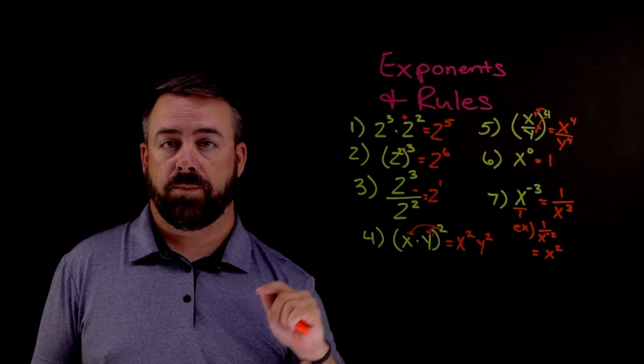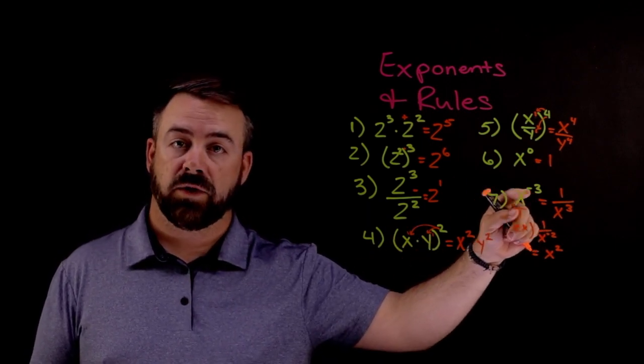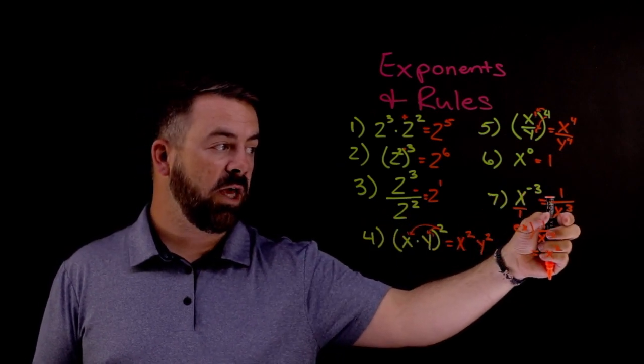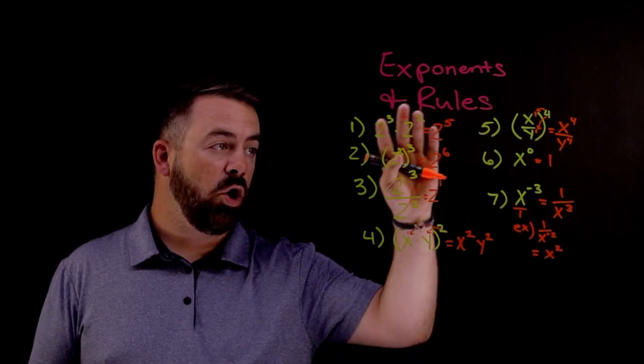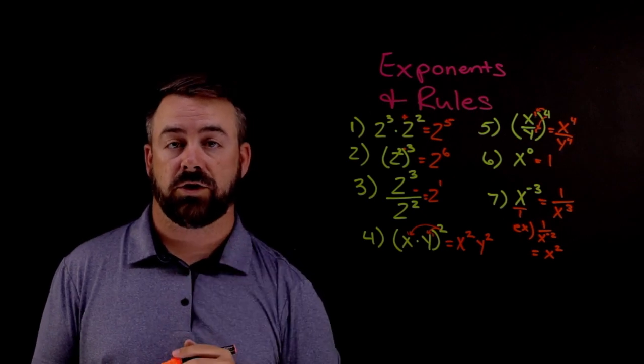Anything raised to the power of 0 is 1. Negative exponents get rewritten, and they depend on where they are located. This was a numerator, became a denominator. This was a denominator, became a numerator. All those rules need to start being memorized so when you practice, you get those questions right.